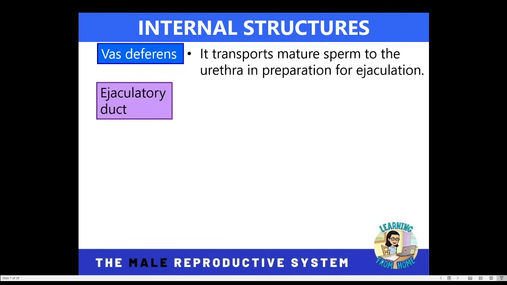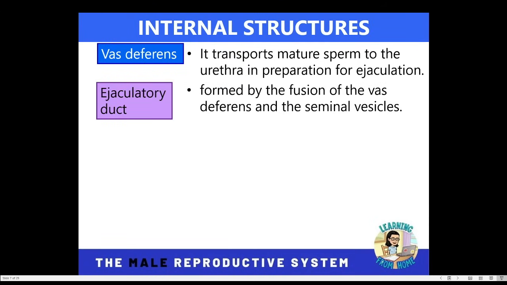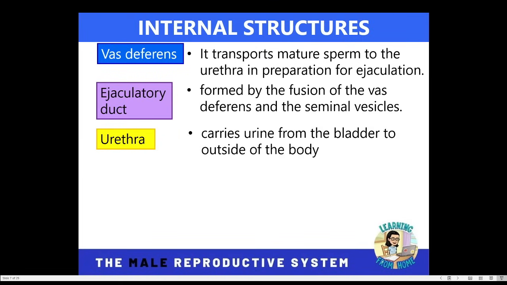Next, we have the ejaculatory duct. What is its function? It is formed by the fusion of the vas deferens and the seminal vesicles. Urethra. The urethra is the passageway of urine. Dito lumalabas yung ihi. In the case of males, the passageway of the semen or the semen and the urine is the same. Alright?